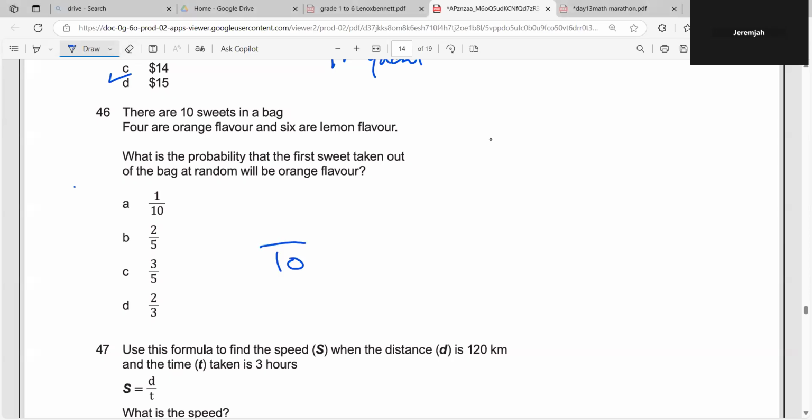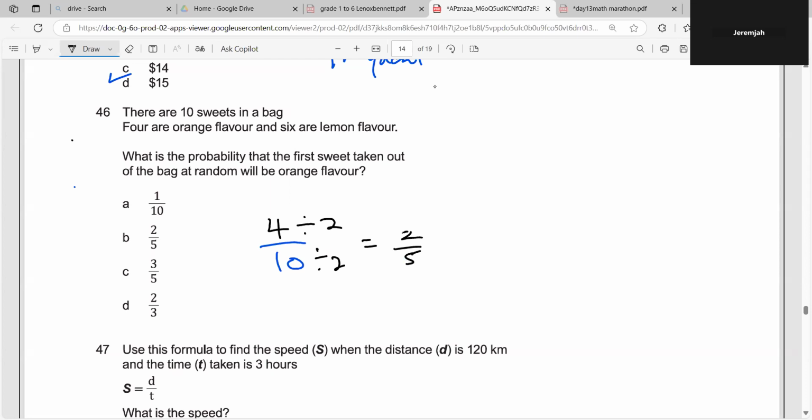And then it says there are four orange flavored sweets and six lemon flavor. So when you add 4 and 6, you get 10. So it's correct. The question asks us for the orange, so you're going to put the 4. You get 4 over 10, sir. But 4 over 10 is not there, sir, so you have to reduce it. It can be reduced, sir, because 2 can go into 4 2 times, and 2 into 10 5 times.